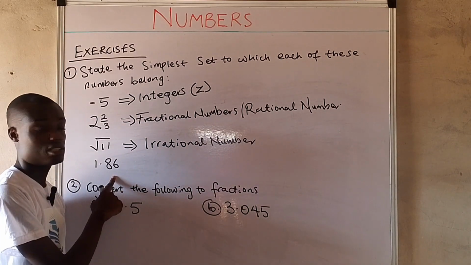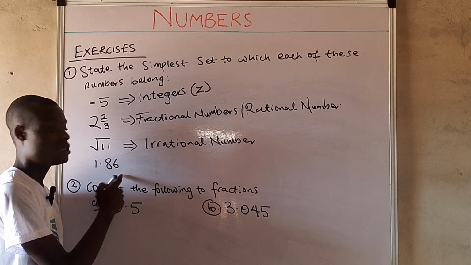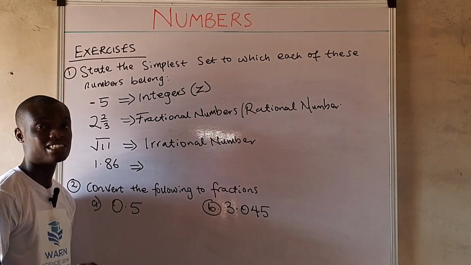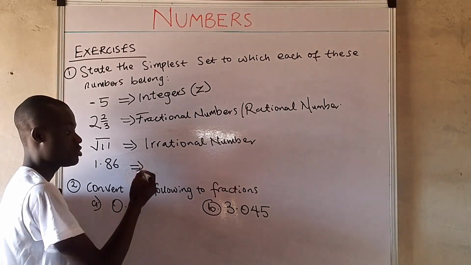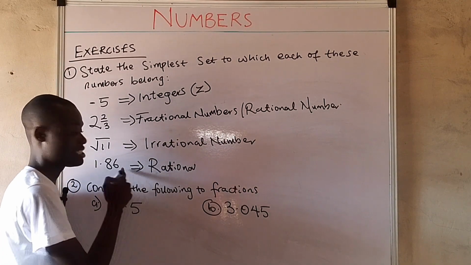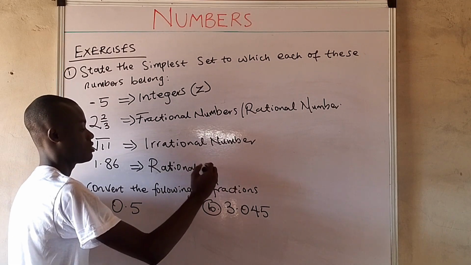The 1.86 is a terminating number. So because it's terminating, remember, rational numbers are terminating and repeating numbers. So this is a terminating number. So this is a rational number. Terminating because it has an end. Rational.